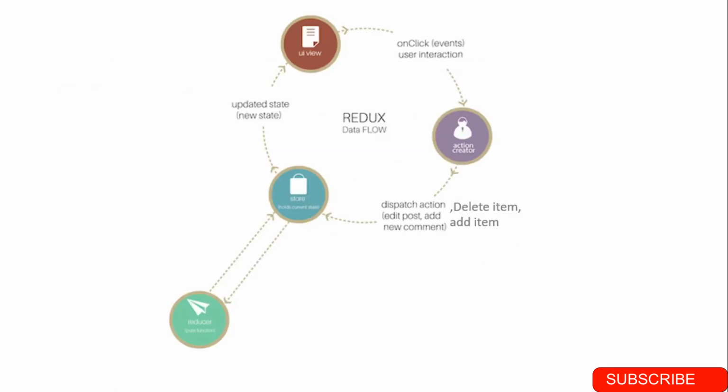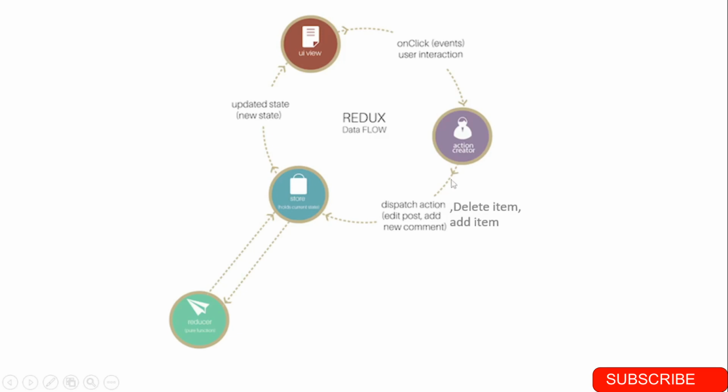So basically, this is the cycle, or the Redux data flow. You go to the UI, or a component, and on the component you have a button. When you click the button, which is the event, a user interaction, an action is going to be created from this event. Other people call it an action creator. So an action is created, and this action will be dispatched.